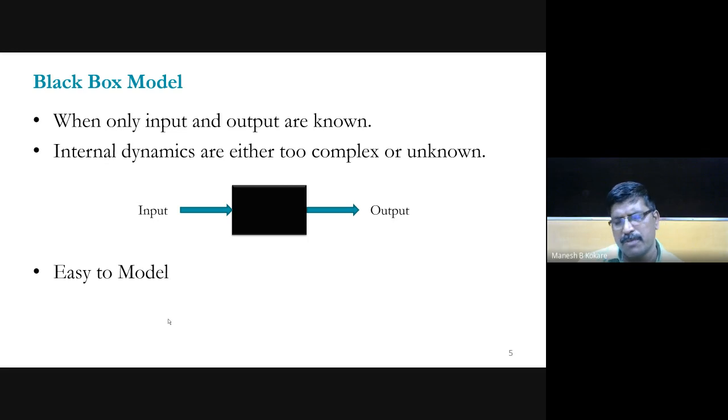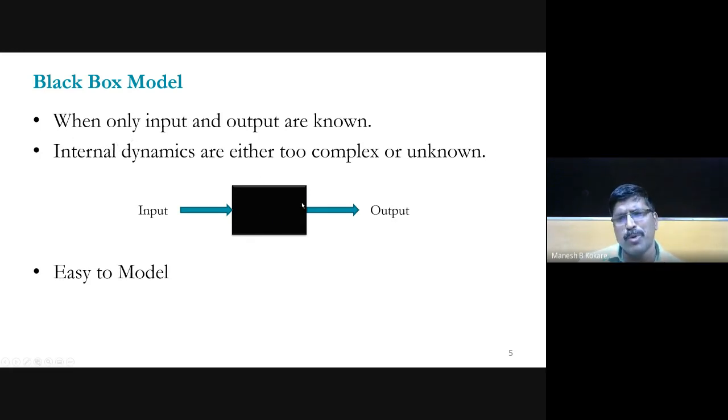Now, there are three types of models. One is the black box model, another one is the gray box model, and the third one is the white box model. So what is the difference between the black box model, the gray model, and the white model? Actually, we are going to use the white model, but just for understanding purposes, I'm discussing the black box model here.